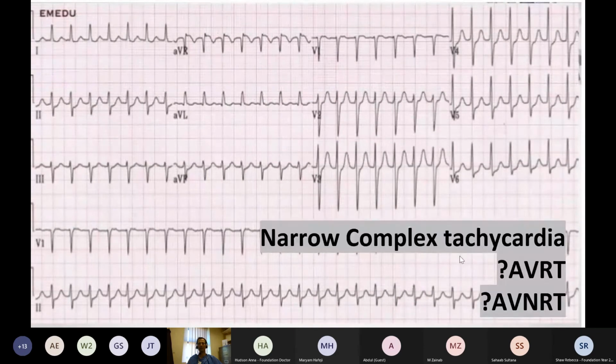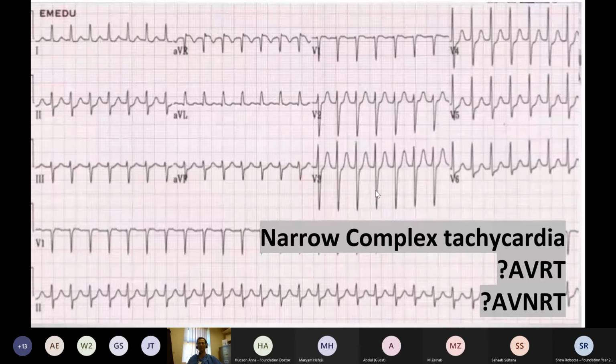So this is a narrow complex tachycardia, which is unlikely to be atrial flutter because the rate's not 150, and I don't see any signs of a sawtooth pattern. So we don't think it's atrial flutter. It's regular, so we don't think it's AF. So this is a narrow complex tachycardia, could be an AVRT, could be an AVNRT.